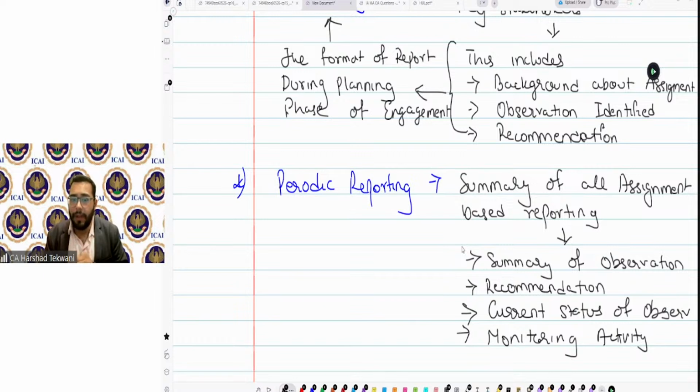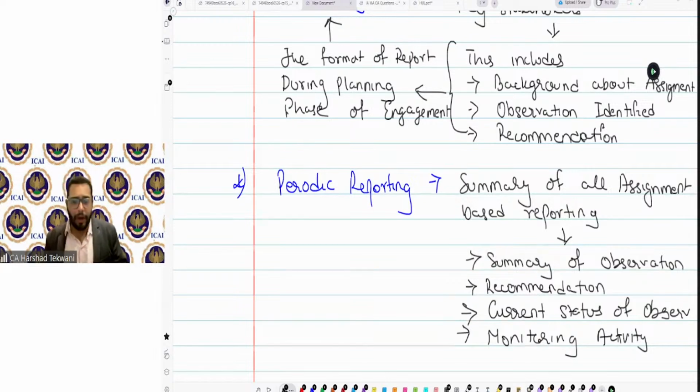So what is the current status of the observation? Is there still a non-compliance, or has the team now understood that they have to comply with the policy, done away with the non-compliance, and are now complying? So what is the current status, and who is doing the monitoring? Is internal audit doing the monitoring, have they gone again to check whether the observation is closed or still open, and whether the team is following the policy or not? So: summary of observation, recommendation, current status of the observation, and monitoring activity that is happening. And this monitoring activity, in other words, is also known as a follow-up audit.